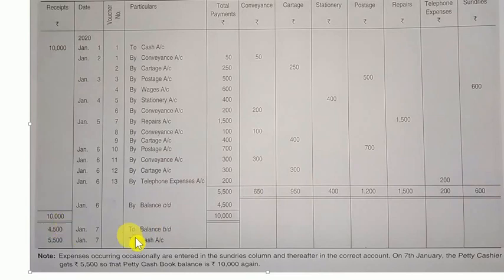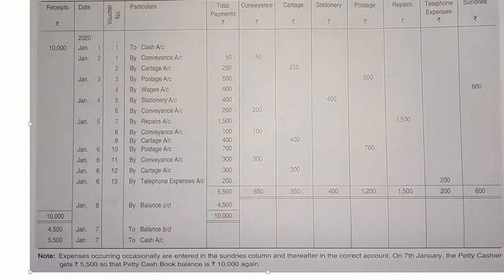with an entry of 4500, and again we'll take our money from the head cashier or main cashier, that is 5500 rupees, with an entry of to cash account, and we know very well that the imprest amount is 10,000 for a week. So we'll maintain this 10,000 by carrying cash or getting cash of 5500 rupees from the head cashier or main cashier. So this is very easy to understand.